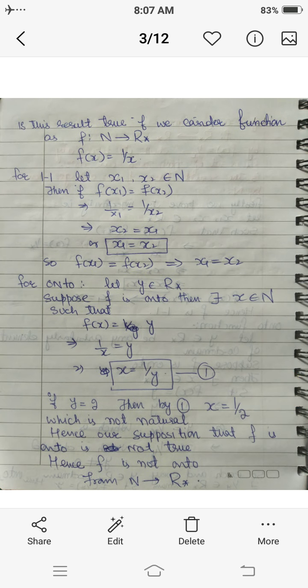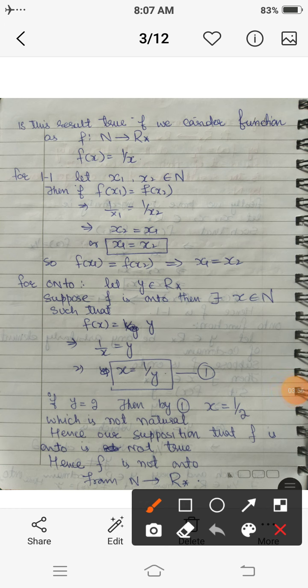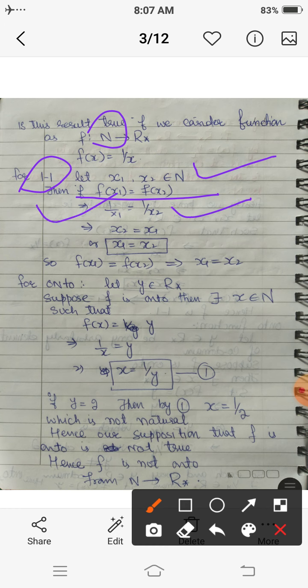Now if we consider the same function from N to R star, where N is the set of natural numbers, then firstly we will check its injectivity. Let x1, x2 belong to N such that their images are the same, but f of x1 is defined as 1 by x1 and f of x2 is 1 by x2, which implies that x1 equals x2. Hence f of x1 equals f of x2 implies that x1 equals x2, which implies that if we change its domain from R star to N, the function is still injective function.